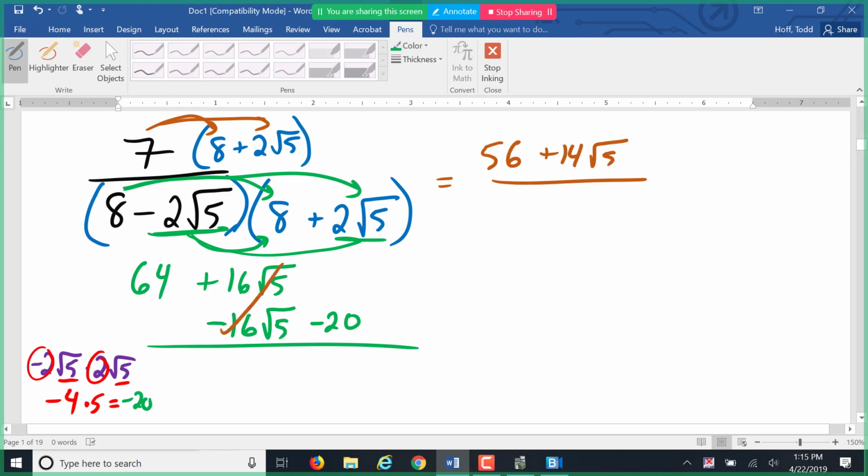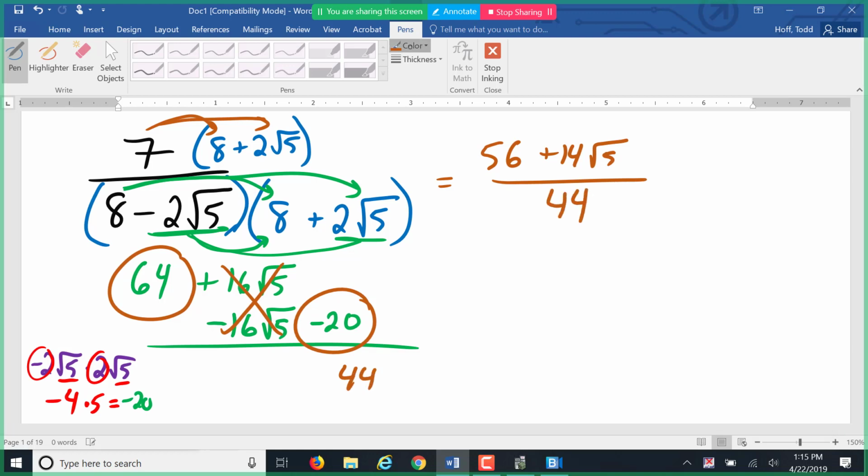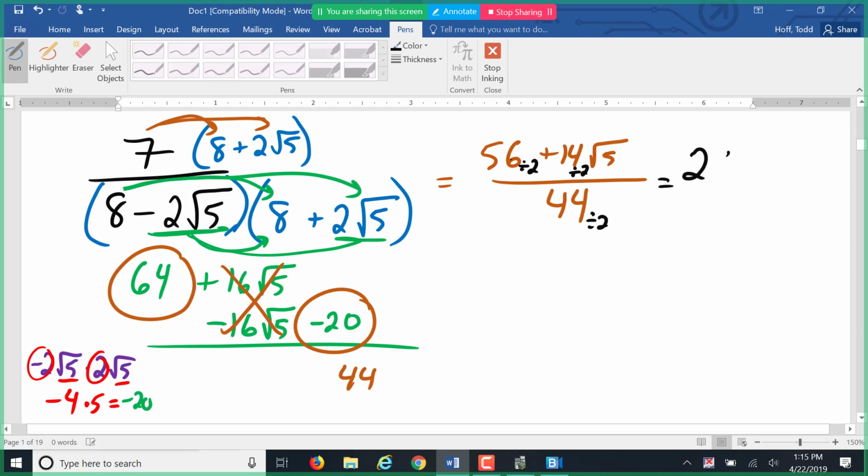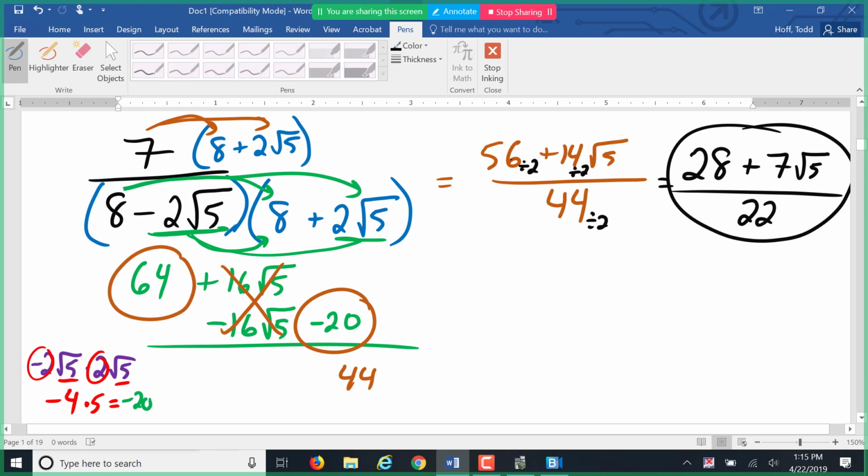So over here, positive 16 root 5 and negative 16 root 5 cancel out. 64 and negative 20 make 44. Are we done? What can we still do? Every term here is divisible by 2. Very good. 56 divided by 2 is 28. 14 divided by 2 is 7. So 14 root 5 divided by 2 is 7 root 5. 44 divided by 2 is 22. So that's 28 plus 7 times the square root of 5, divided by 22.